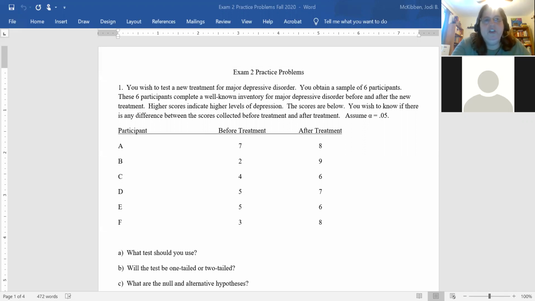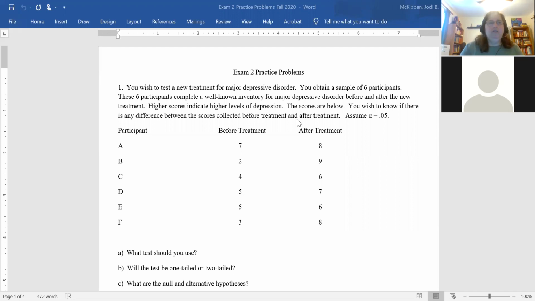You wish to test a new treatment for major depressive disorder. You obtain a sample of 6 participants. These 6 participants complete a well-known inventory for major depressive disorder before and after the new treatment. Higher scores indicate higher levels of depression. The scores are below. You wish to know if there's any difference between the scores collected before treatment and after treatment. Assume alpha is 0.05.